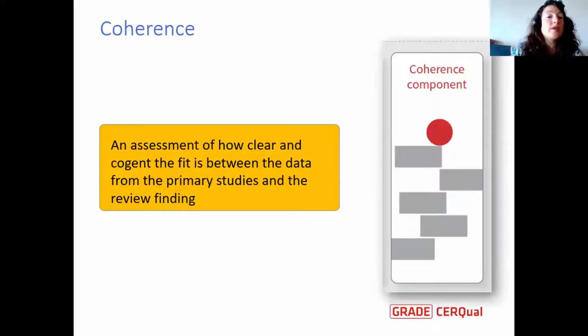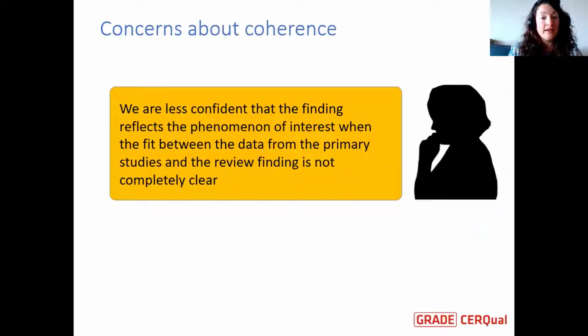Okay, so coherence. Coherence is an assessment of how clear and cogent the fit is between the data from the primary studies and the review finding. We are less confident that the finding reflects the phenomenon of interest when the fit between the data from the primary studies and the review finding is not completely clear. So here we're talking about that review finding as we've written it and the findings from the contributing study.